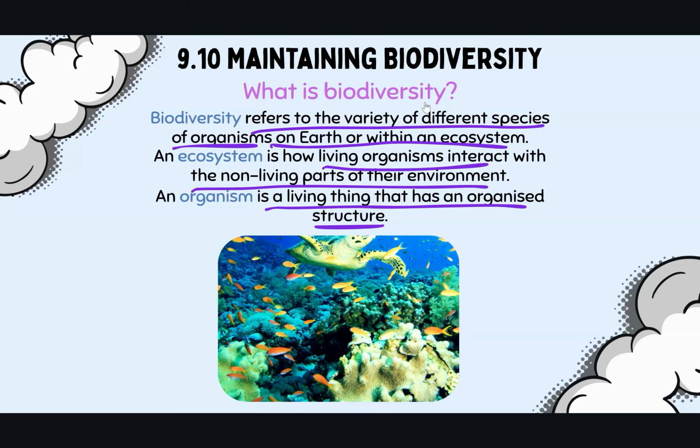Now, the more species, the more different types of animals, insects, plants you have within an ecosystem, the more biodiverse it is, and the more stable it will be. Because it means each of these organisms has multiple sources of food. It's not a food chain, it's a food web. Because it's got so many different species involved, if there was to be an issue with one of them, it won't really have too much of a knock-on effect.